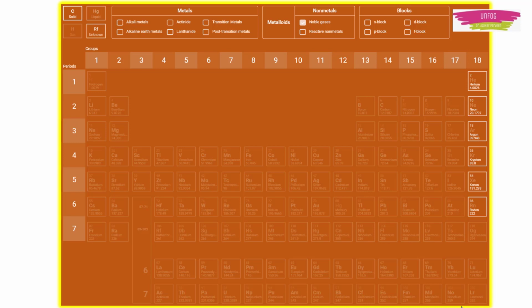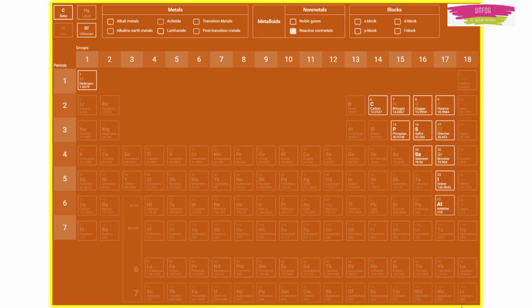Okay. Now let's talk about reactive nonmetals. Group 14, 15, 16 and 17 consist of reactive nonmetals. Elements like carbon, nitrogen, oxygen, fluorine, phosphorus, sulfur, chlorine, selenium, bromine, iodine and astatine. These are reactive nonmetals, whereas only these group 17 elements, fluorine, chlorine, bromine, iodine and astatine, are given one separate name as a family. It is known as halogens.